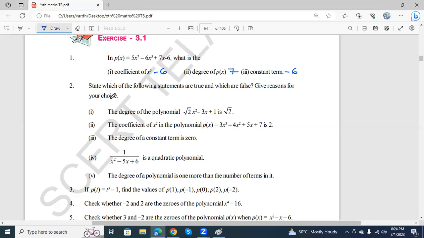Second question. State which of the following statements are true and which are false. Give reason for your choice. So why it is true, why it is false. We need to mention a reason also.